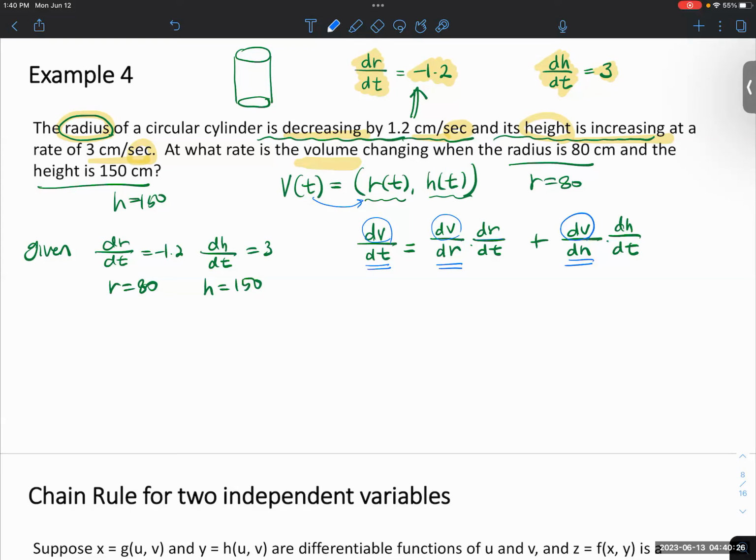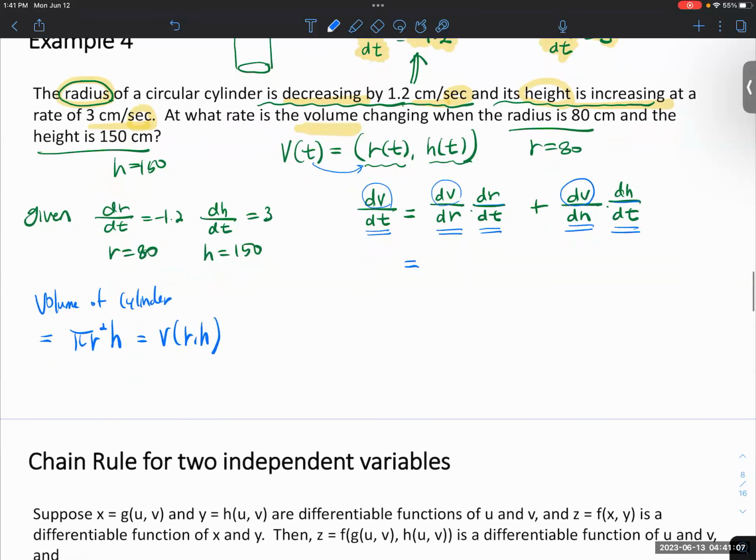And then r is going to be changing over time. h is changing over time. So that's how you can set it up. So we have all the information, dV/dr and then dV/dh. So we have to think about it. dV/dr, dV/dr. So first of all, we have to have a little bit of prior knowledge. The volume of a cylinder formula is pi r squared h. So the volume is a function of r comma h, two variables.